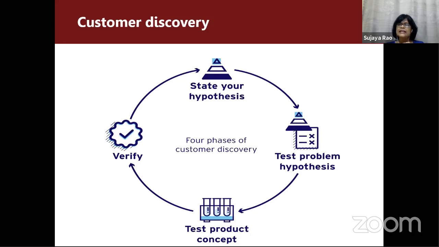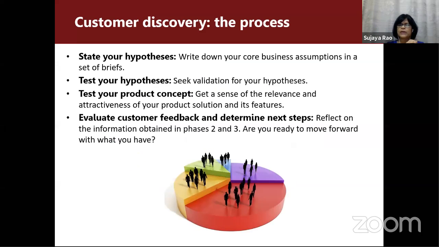All right. And then you test your product concept and then you verify. So this cycle continues. Let's talk about how it is done. State your hypothesis, write down your assumptions, test it, validate it. Don't do anything without validation. Then test your product concept. Get a sense of relevance. When you're getting the feedback from your customers, do they want some additional features in it? Is it attractive to them?